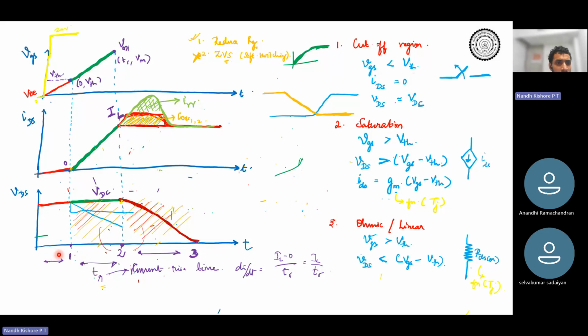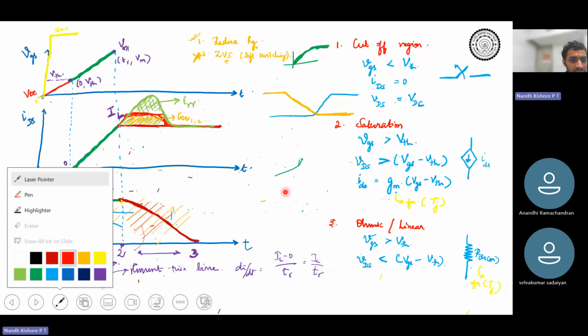And why is it so? Because your gate source voltage is less than the threshold voltage, so it cannot carry any current. This is pretty clear. So the entire period of interval 1 is marked by the cutoff region. The device is in the cutoff region.